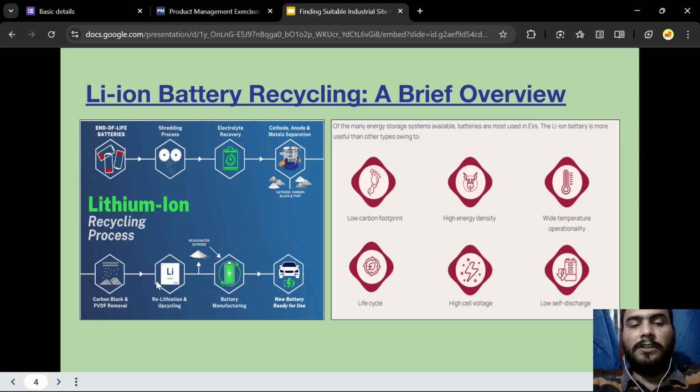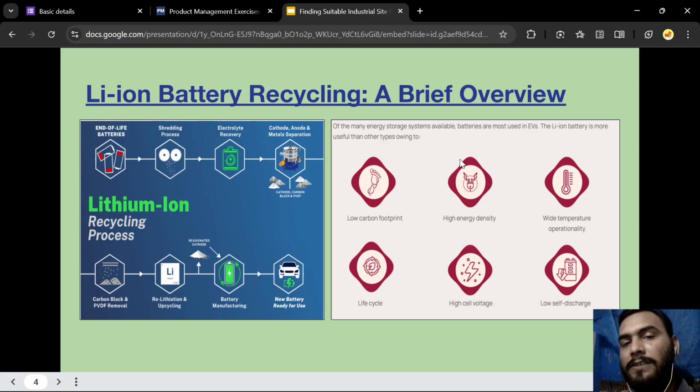There is a re-lithiation and upcycling. Now there is battery manufacturing. We can build a manufacturing again, because you see the element does not die; it is something which can be recycled. Life can be restored, something like that. Cathode and anode is a positive and negative metal separation, which we read in school classes. And there is the carbon black and PVDF removal. In re-lithiation, lithium element is introduced.